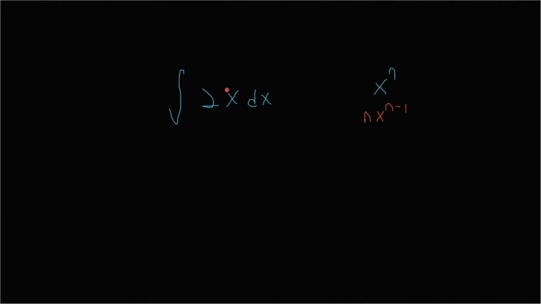So if I said 2x, we're going to add 1 to the exponent. You can imagine x to the first is the same thing as x. So x to the first plus 1 is now x squared, and then we divide by that exponent. And so the integral of 2x with respect to x is 2x squared over 2, which is just x to the 1 plus 1, which is 2. Like we saw before, when we differentiated x squared, we got 2x, but when we integrate it, we get x squared.